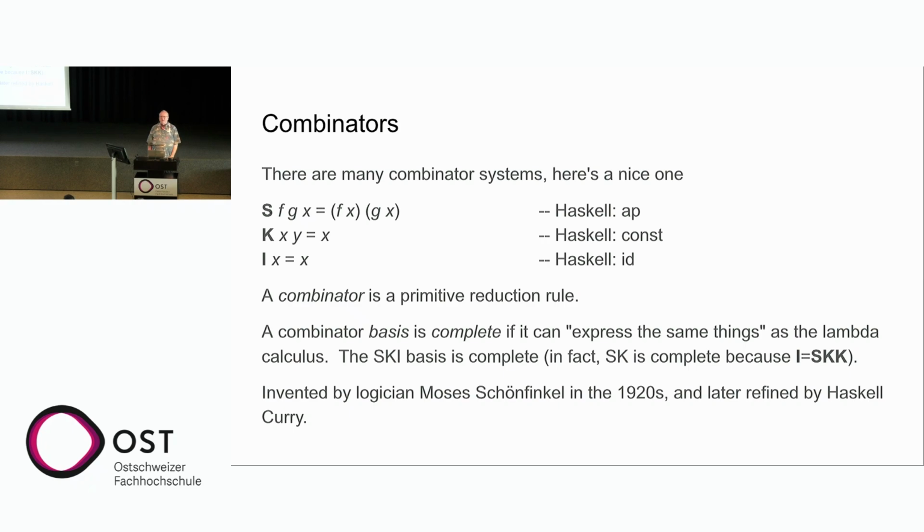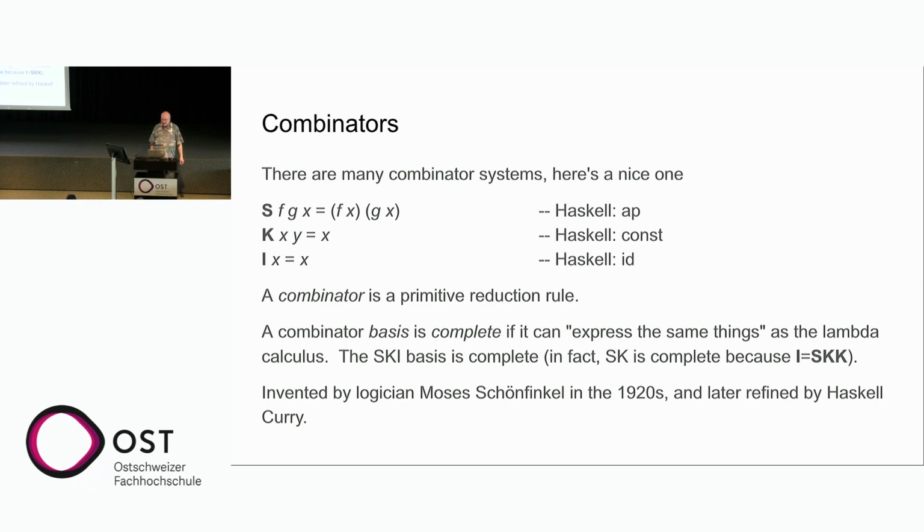Who knows about SKI combinators? Oh, it's a lot. Okay, that's good. Then I will go through this fairly quickly. So the basic ones are S, K and I, and you can see what they do. I is the identity function. It just returns its argument. K throws away its second argument. And S takes the x and gives it to both f and g. So you can use something, you can throw away something, and you can duplicate something. And that's all you need.